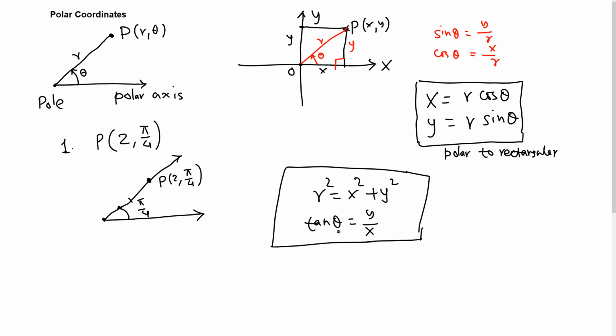Now the value of theta depends on where the point is. It could be in the first, second, third or fourth quadrant.